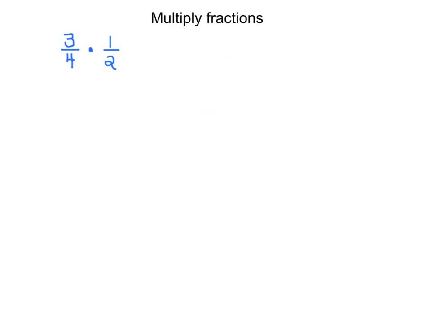Here we're multiplying two fractions. We have 3/4 multiplied by 1/2. Multiplying fractions is very straightforward. We multiply the numerators, 3 times 1, and then we multiply the denominators, which are 4 and 2, so it's 4 times 2 in the denominator. We end up with 3 times 1 is 3, and 4 times 2 is 8. So here our product is 3/8.